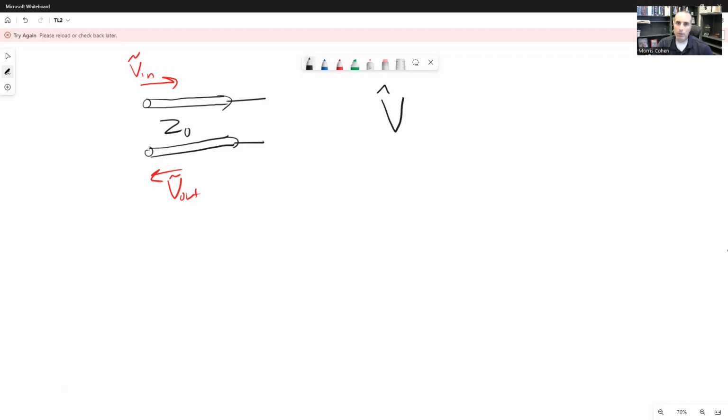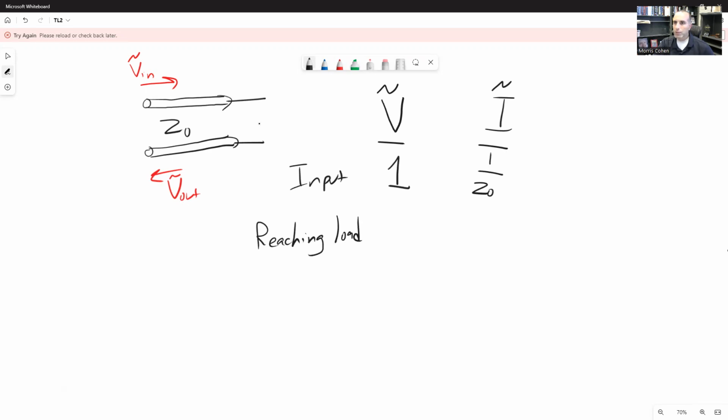I'm going to make a little table here with the voltage and the current as phasors. All right, this will be input. Let's say that the input voltage has a phasor value of 1, in which case the phasor value of the current will be 1 divided by Z0. All right, so now let's consider the voltage that reaches the load. And let's say this transmission line has length d.